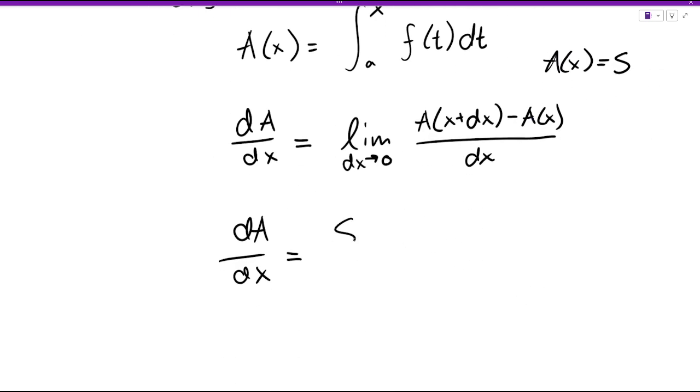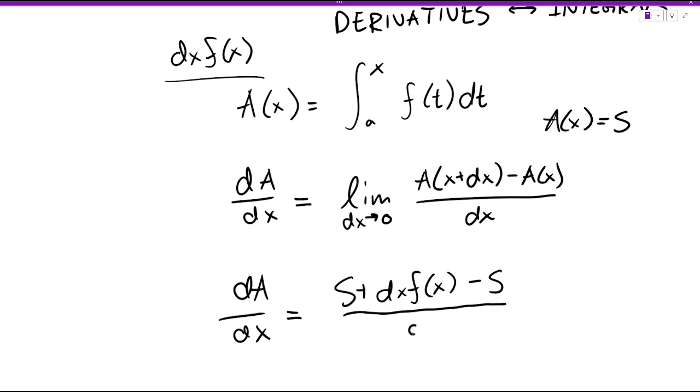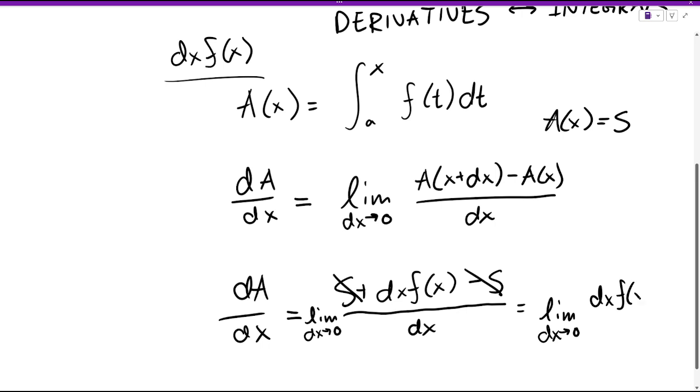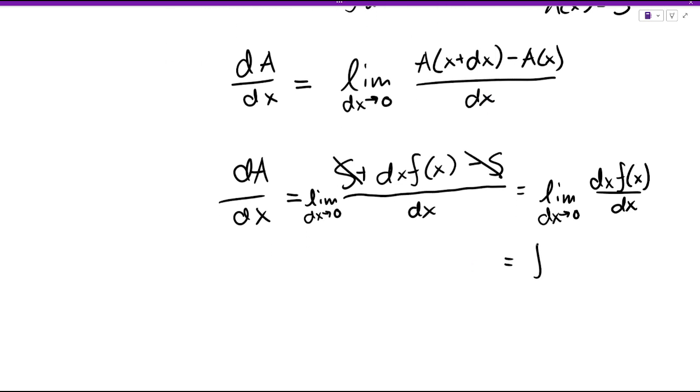So S plus, and we found the area of the rectangle to be this. So S plus dx f of x minus A of x, which is simply S, right? Divided by dx. And once again, we're taking the limit as dx approaches 0. So S plus and minus S, these cancel out. Now we're left with the limit as dx approaches 0 of dx f of x over dx, which is simply f of x. Now this is remarkable, okay?